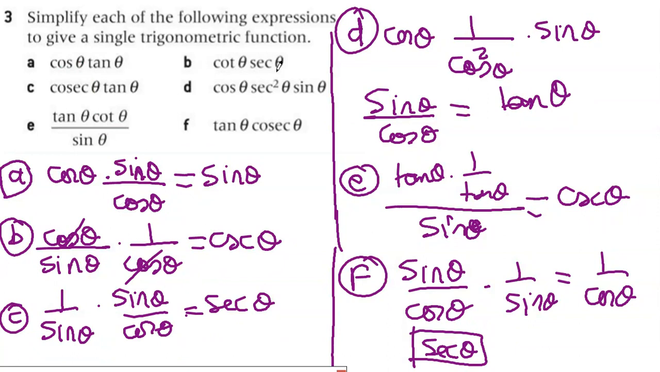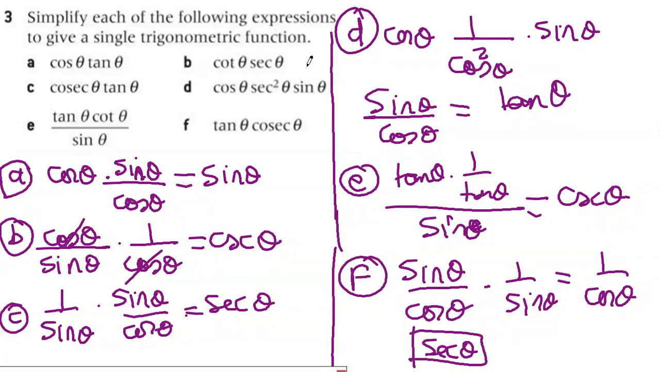B, cotangent times secant. We know cotangent is cosine over sine. Secant is 1 over cosine. We simplify, it's 1 over sine. What's 1 over sine? It's cosecant theta. C, cosecant theta times tangent theta. Cosecant is 1 over sine, and tangent is sine over cosine. We simplify, it's 1 over cosine theta, so it's secant theta.